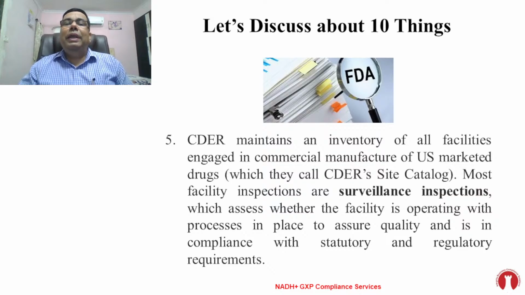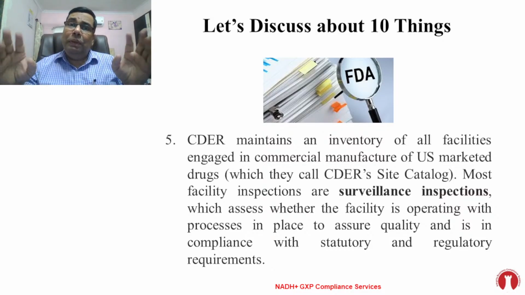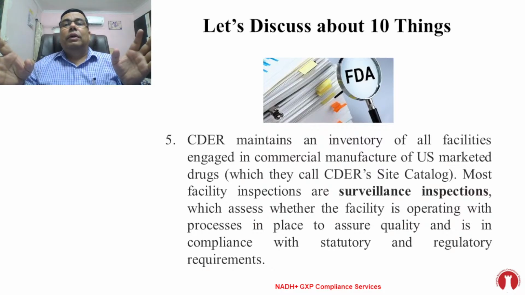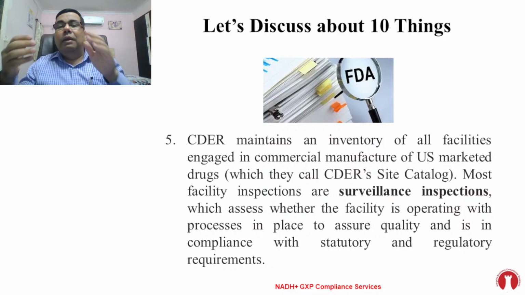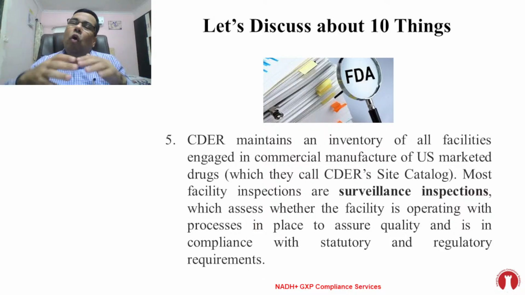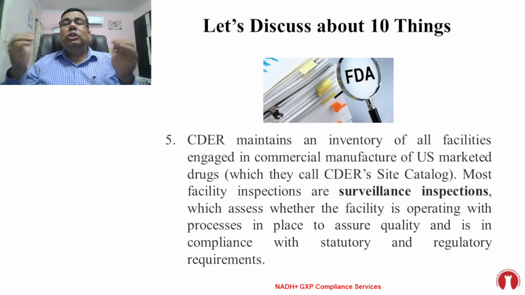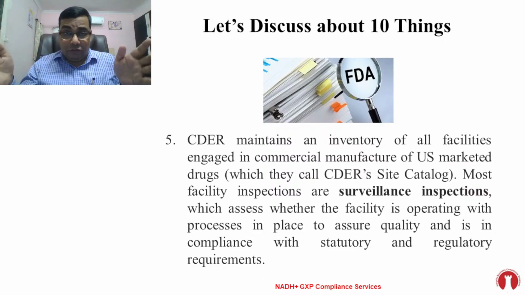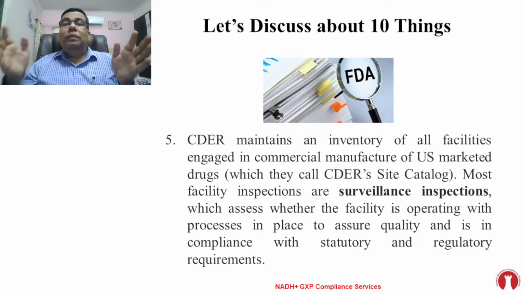The next point with respect to CDER is whether FDA will always do inspection only. No, it is not the case. Inspection is one tool, as mentioned in the earlier slide, right? So how can CDER ensure quality? CDER maintains the inventory of all the facilities engaged in commercial manufacture of US marketed drugs, and they call it the CDER site catalog. CDER's responsibility is to maintain the inventory of all the facilities engaged in commercial manufacturing of US marketed drugs. You're getting my point? That inventory or list is called the CDER site catalog.